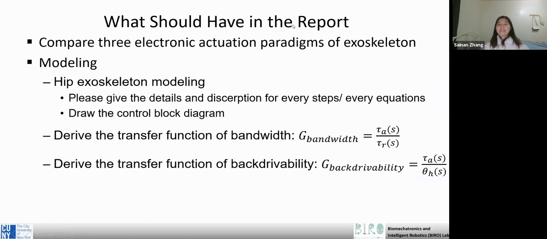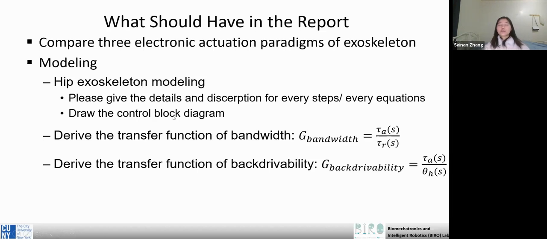And what should be in the report? First, you should compare the 3 electric actuation paradigms of exoskeleton. And the second is the hip exoskeleton modeling. Give the details and description for every step and every equation. I have given the results in the PowerPoint. When you think it through by yourself, you can write the details. It's just some words to describe the equations. That's why I didn't go into much detail about the modeling.